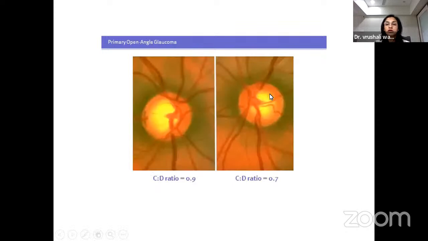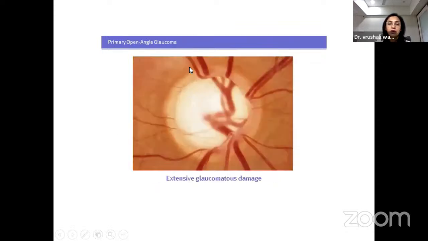This is a 0.7 cup, this is a 0.9 cup, and this is how total glaucomatous optic atrophy looks like. There is a change in the course of the blood vessels, there is shifting of the blood vessels, and total cupping of the optic nerve.